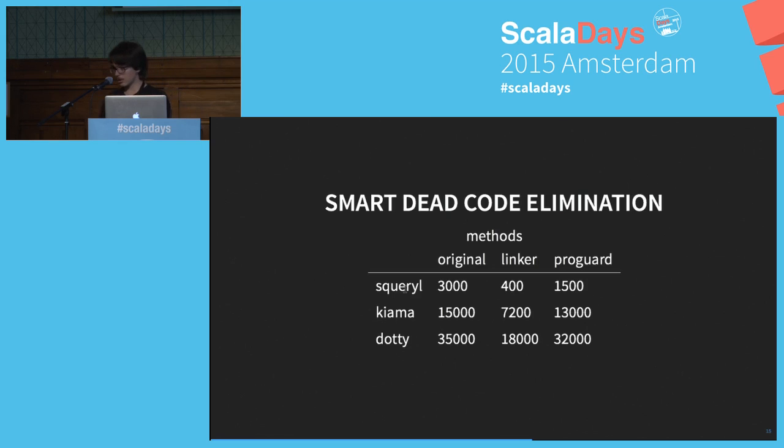Okay, so talking about the smart dead code elimination. Here are several programs that I've tried to compile, to see how many methods are there originally, how many methods are there after ProGuard minimized the program, and how many methods are there after Linker minimized it. So I've been already talking about Squirrel, which is this database mapping thing. Kiama is a natural language processing library. It's enormous. It's huge because it tries to be able to handle whatever language you have and to statically decide everything about it. It has an enormous amount of traits because it tries to be extendable. That's how you do extendable stuff in Scala.